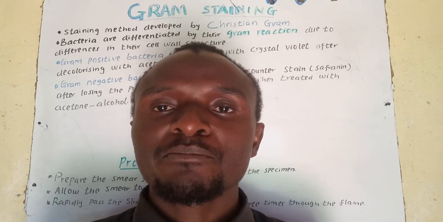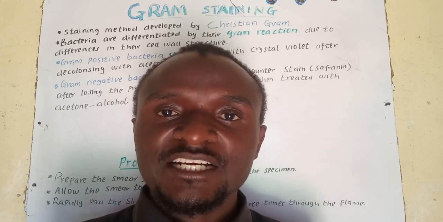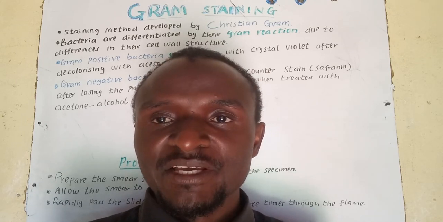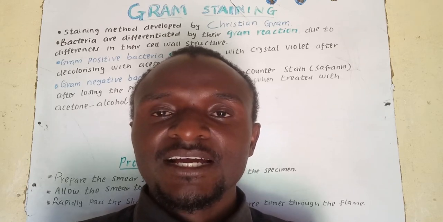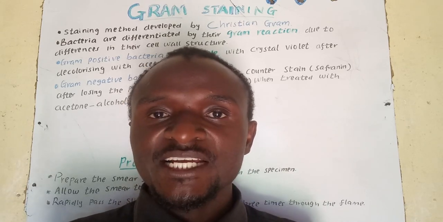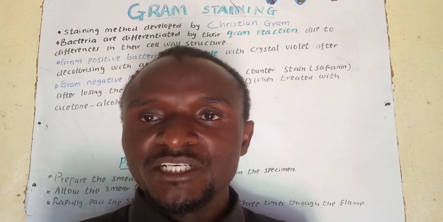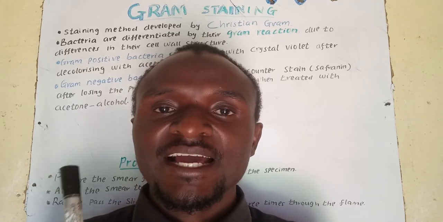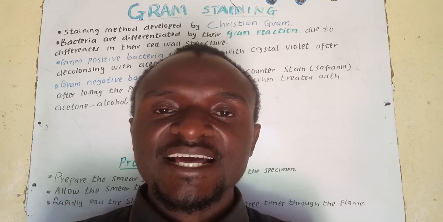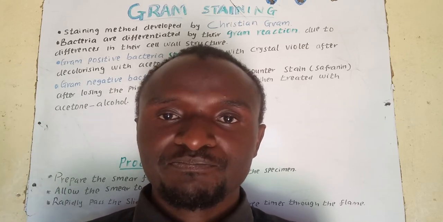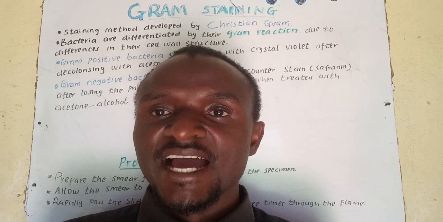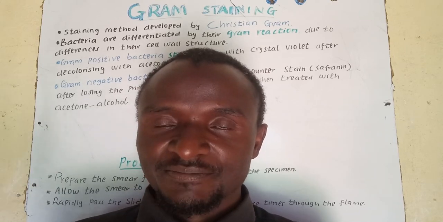Procedure number 1. Prepare a smear from the culture or from a given specimen. Procedure number 2. Allow the smear to air dry completely. Procedure number 3. Rapidly pass the smear 3 times through the flame. That is the uppermost part of the slide.